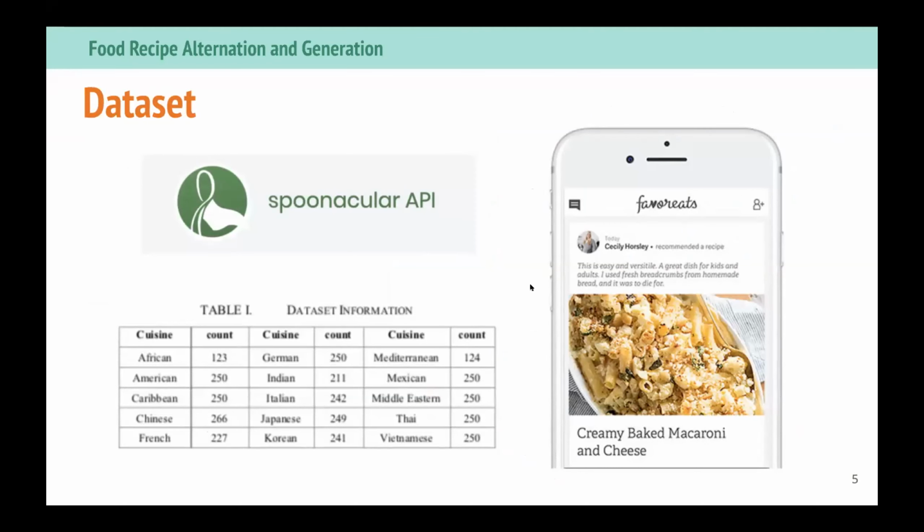To implement those models, Python packages were adopted, and the recipes data are collected from a website called Spunkula, which also provides recipes information for many communities and model apps. After removing duplicates, we collect about 3,400 recipes across 15 different cuisine styles all around the world, like French, Chinese, Japanese, Thai, German, and so on.